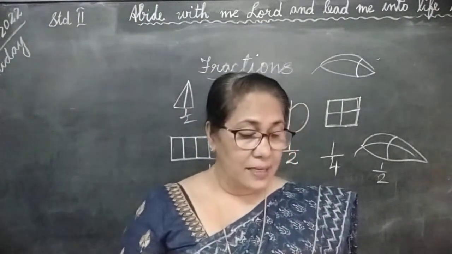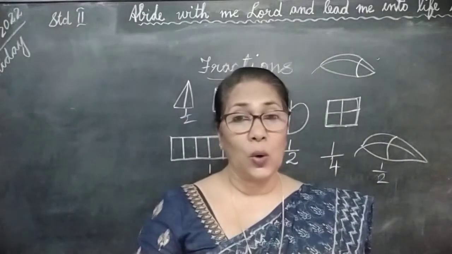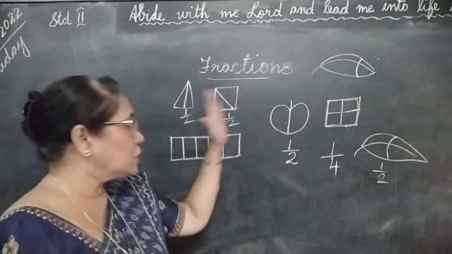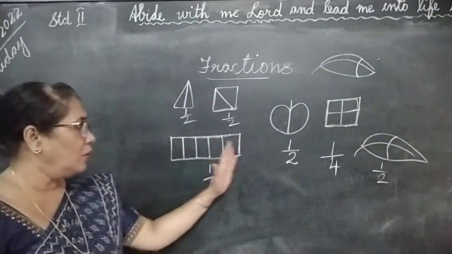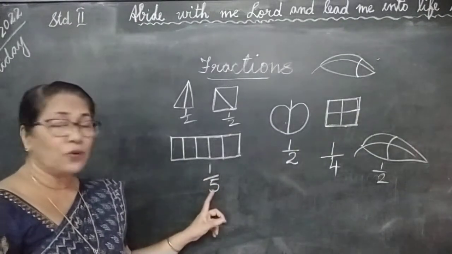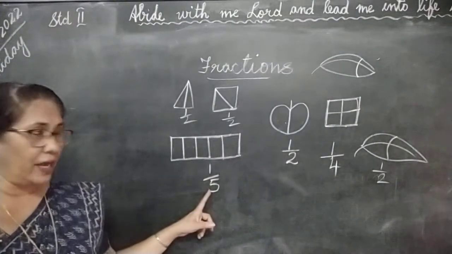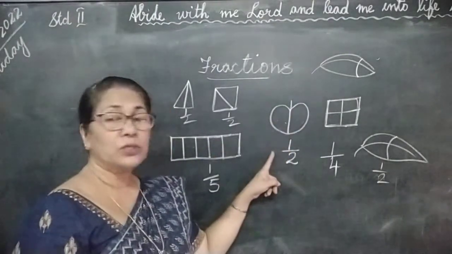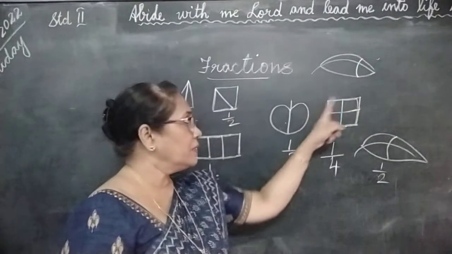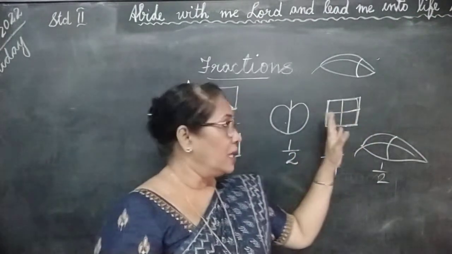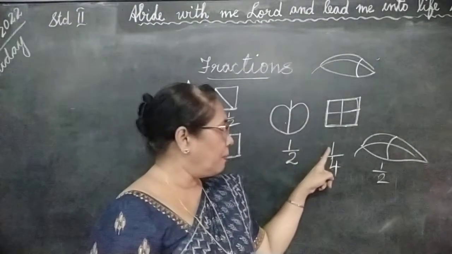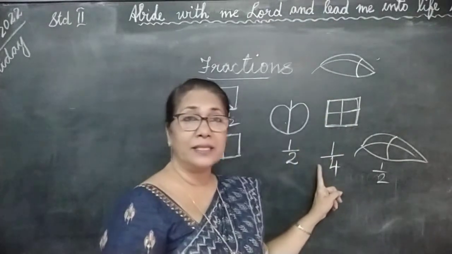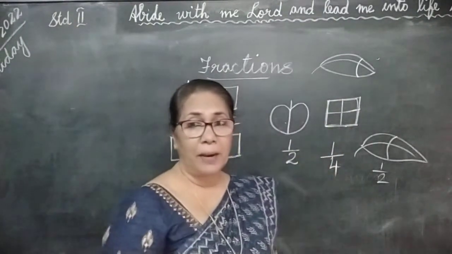Now let us learn about the different fractions of a whole. I've already shown so many examples on the board. See, this is the whole thing made into 5 parts. That is 1 by 5. This apple, a whole apple, made into 2 parts, so the fraction is 1 by 2. Now this square I have made into 4 parts. The whole is 1, made into 4 parts. So it is 1 by 4.